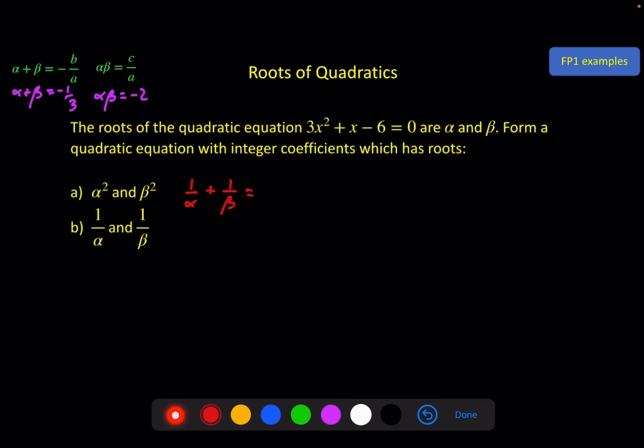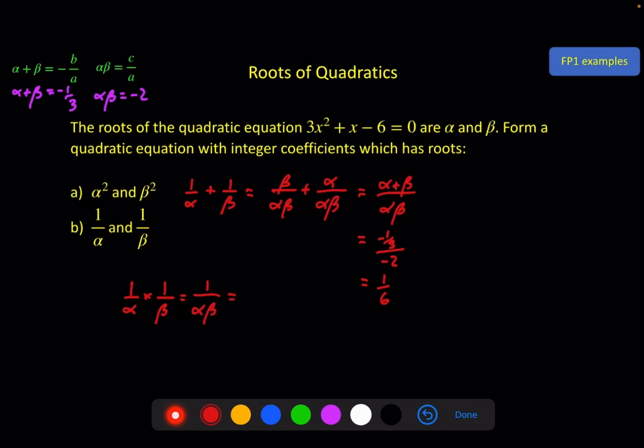To do this, we can add our fractions together. We get beta over alpha beta plus alpha over alpha beta, which is equal to alpha plus beta over alpha beta. Now that is equal to minus a third divided by minus 2, which gives us 1 over 6. Again, the product of these two is a little bit easier. And that is minus 1 over 2.